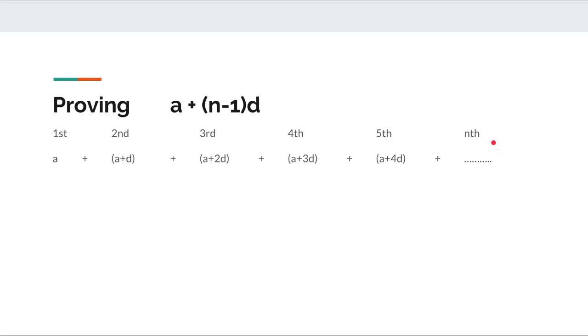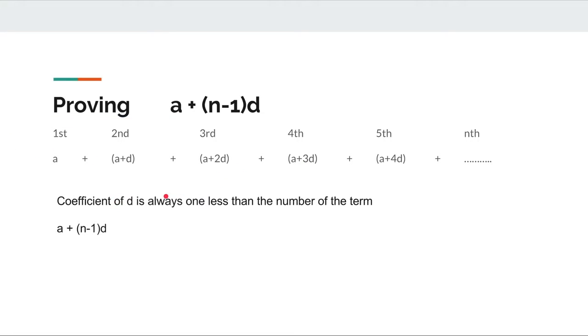And we can see the relationship between the number of the term and its value is that the coefficient of d is always 1 less than the number of the term. So for the second term, the coefficient of d is 1, which is 1 less than 2. For the fifth term, the coefficient of d is 4, which is 1 less than 5. So we can derive the formula a plus (n minus 1)d.